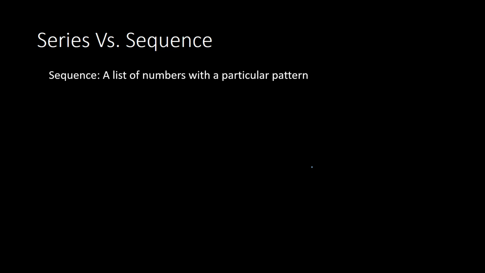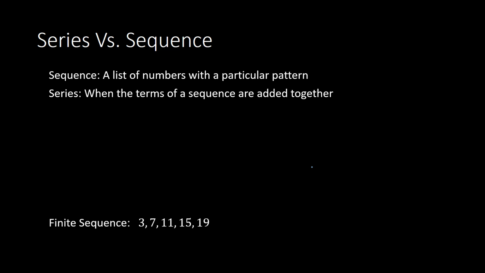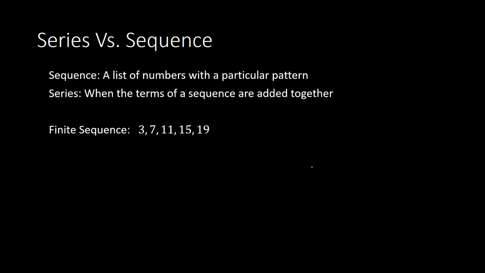A sequence is simply a list of numbers with a particular pattern. A series, on the other hand, is when those terms of the sequence are added together. So for example, we have a finite sequence given as being 3, 7, 11, 15, and 19. A finite series would be adding those numbers together. So 3 plus 7 plus 11 plus 15 plus 19.